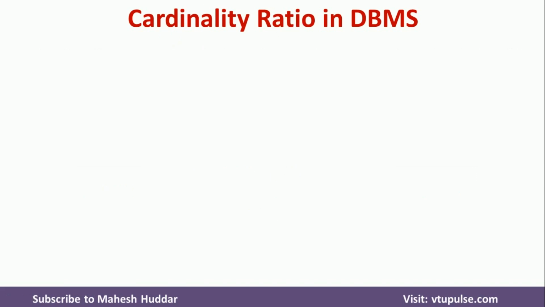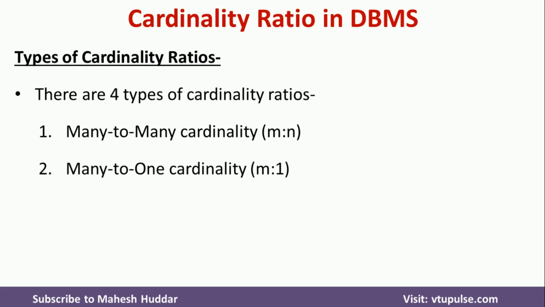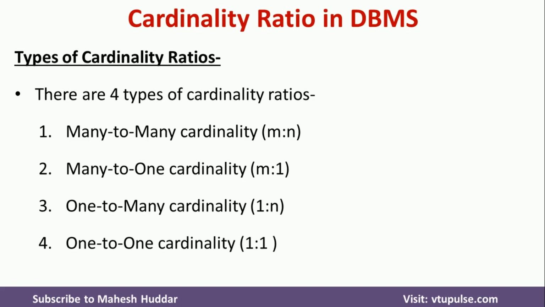Now we will see what are the different types of cardinality ratios in DBMS. There are four types of cardinality ratios present in DBMS. The first one is many-to-many cardinality, that is represented as m:n. Second one is many-to-one cardinality, that is represented as m:1. Third one is one-to-many cardinality, that is represented as 1:n. And the fourth one is one-to-one cardinality, that is represented as 1:1. We will discuss each of these cardinality ratios in detail step by step.